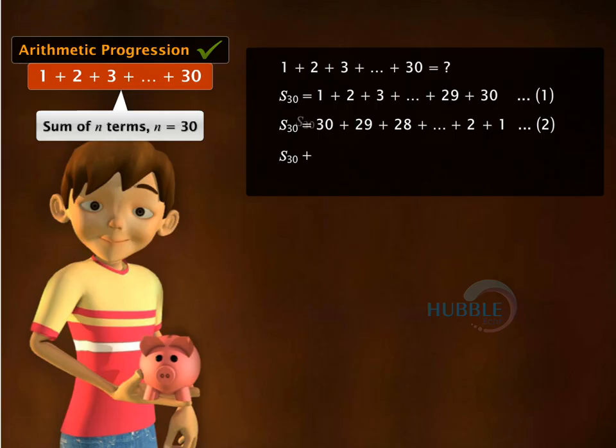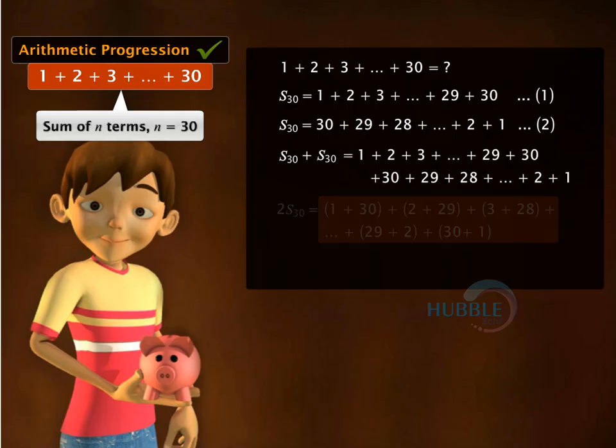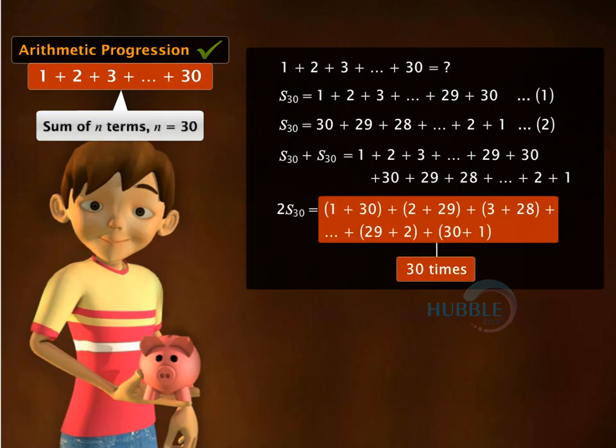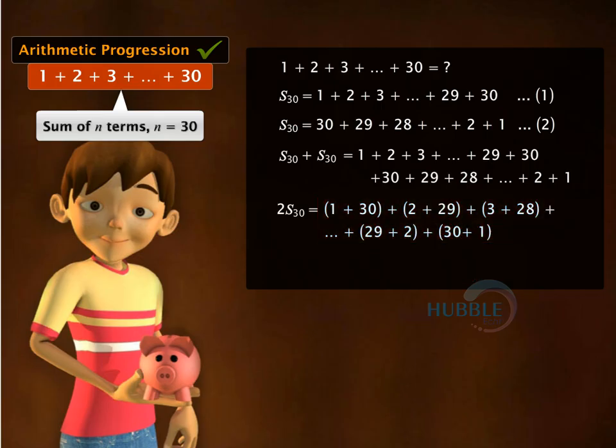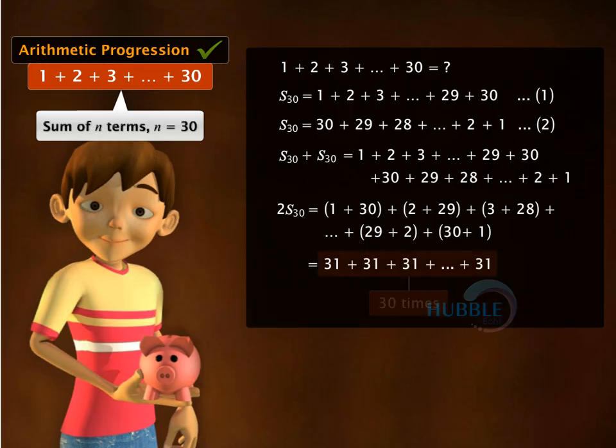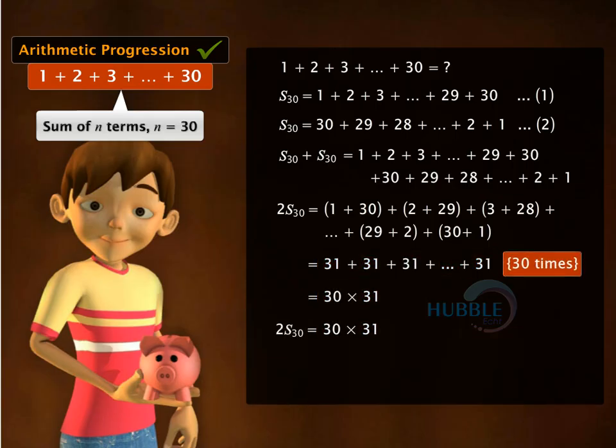Adding the equations 1 and 2, on the left-hand side we get 2 times S30. On the right-hand side, we get the sum as 31 plus 31 plus 31, and so on, plus 31, 30 times. Therefore, we can write the sum S30 as 30 times 31 over 2, which is equal to 465.